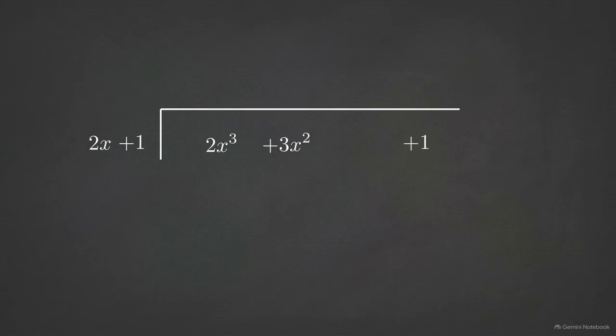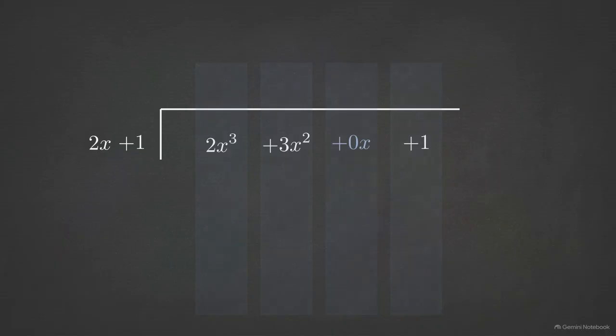There is a gap in our dividend between the x squared term and the constant. The x to the first power term is missing. We fill this gap with a placeholder 0. Adding 0x ensures that our columns remain mathematically aligned during the later subtraction steps.